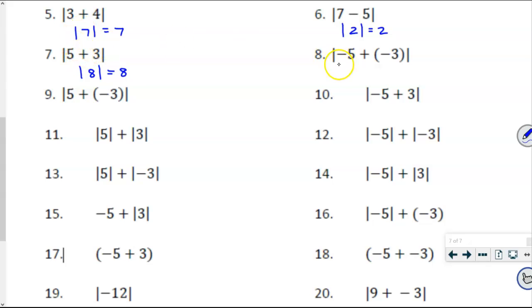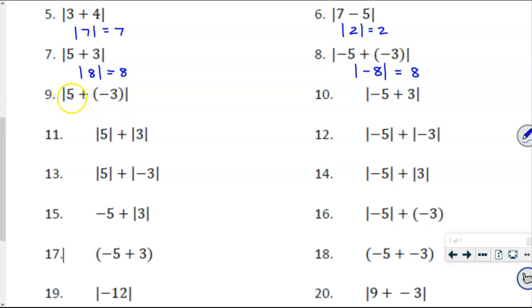This was 5 plus 3. This is negative 5 plus negative 3. But we shouldn't worry about that too much right now. All we have to do is simplify what's on the inside. So what is negative 5 plus a negative 3? We've been doing that for a little while. Negative 5 plus negative 3 is equal to negative 8. So this problem simplified to be the absolute value of negative 8. And what is the absolute value of negative 8? It is 8 away from 0. Very good.